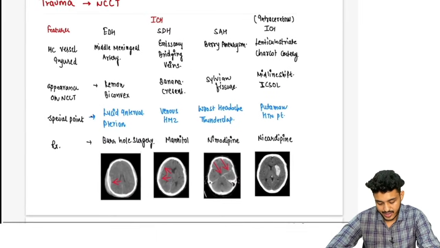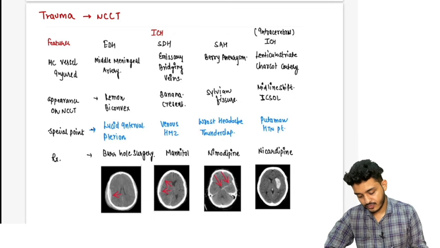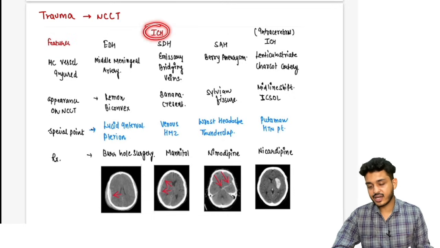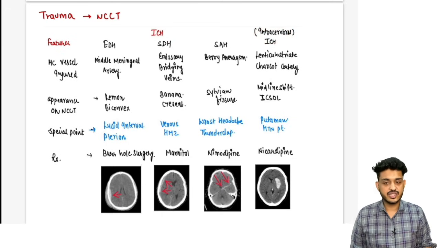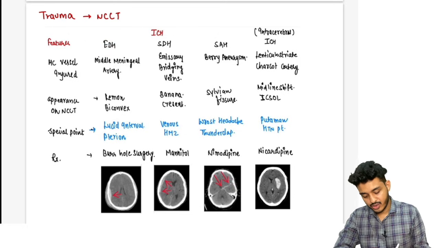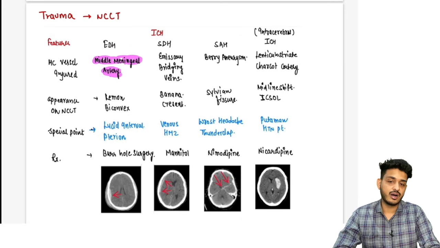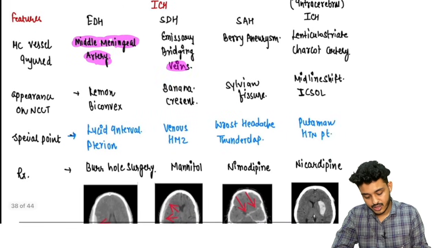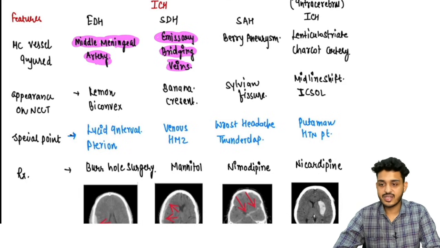At any time we can have trauma. In the cases of trauma, what are the features you will be having? We can have intracranial hemorrhages, right? We can have intracerebral hemorrhages, right? So what are the ICH we are going to have? We can have EDH, we can have SDH, we can have SAH. EDH is epidural hematoma. What is the artery that is going to be involved? Remember, all of them are going to be arterial hemorrhage. The only one which is going to be venous hemorrhage is going to be the SDH. Emissary bridging veins are going to be involved, right?